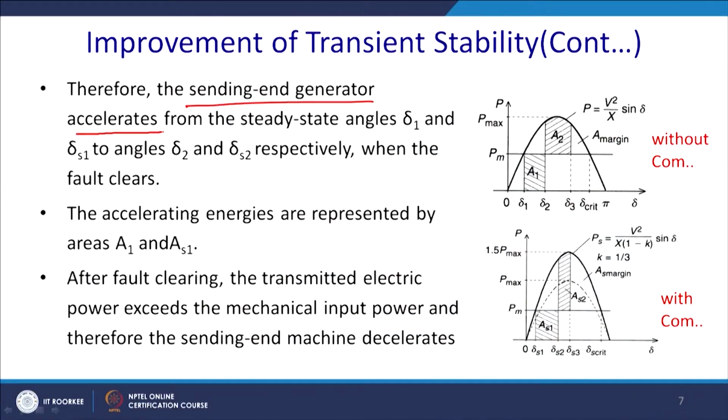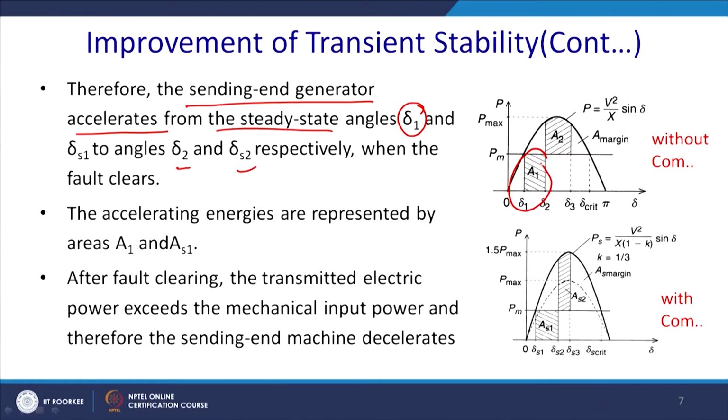We shall analyze the same with the two machine theory with the equal area criterion. Therefore, the sending end generator accelerates from the steady state angle delta 1 to delta S1, and from delta 2 to delta S2 respectively, when the fault gets cleared by the breakers. This one is our accelerating area and this is the decelerating area, as has been discussed in the shunt compensation. This is without the series compensation.